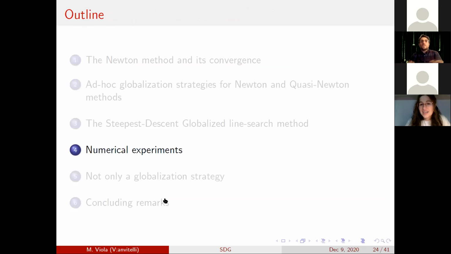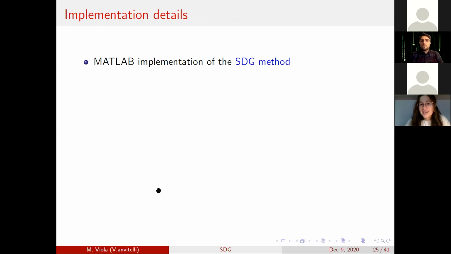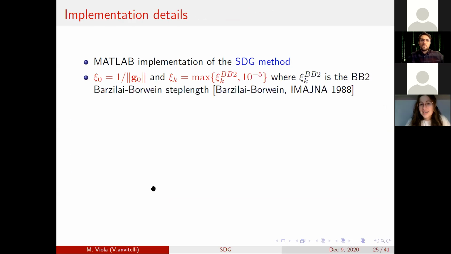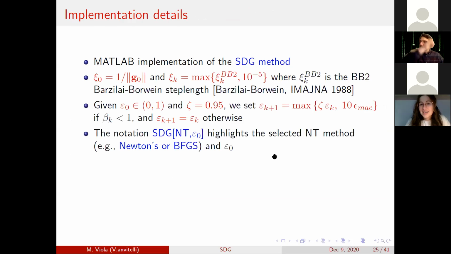And so, some numerical experiments. Just a quick note, we developed a MATLAB implementation of this method. As suggested previously, we are using one of the Barzilai-Borwein step lengths. In particular, we are choosing the BB2 step length, which was chosen in some preliminary tests against the BB1 and some alternating strategies. We take a decreasing sequence epsilon k starting from a fixed value epsilon 0, which we make vary a little bit. And so we actually decrease epsilon every time we reject the Newton direction.